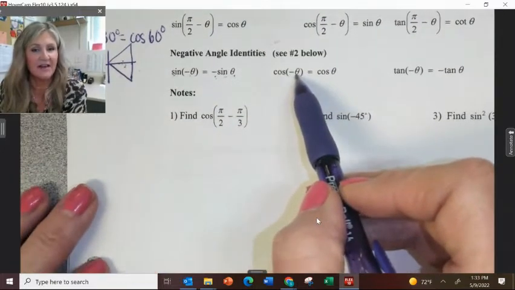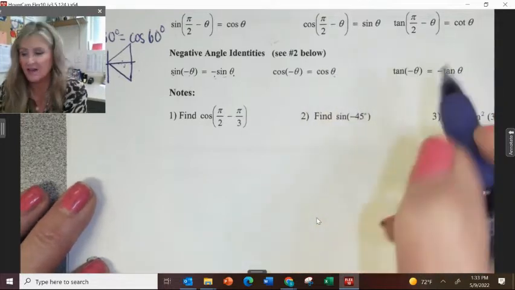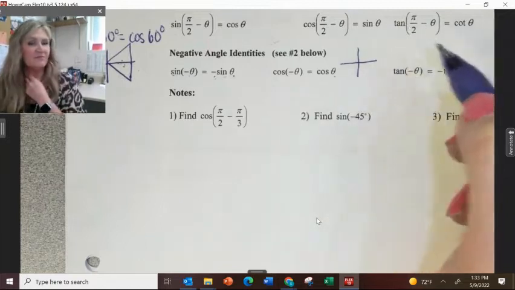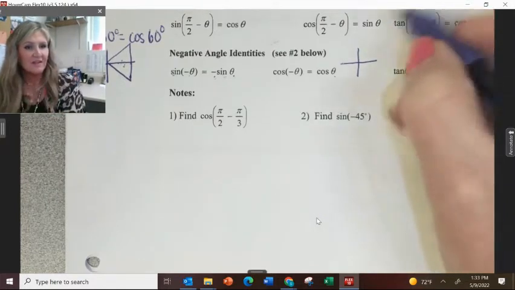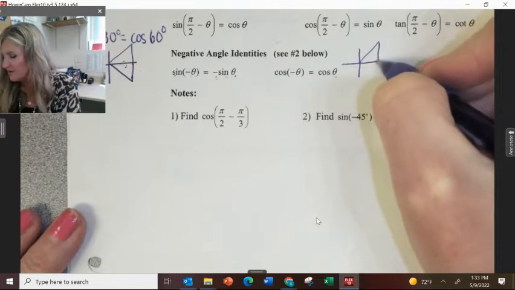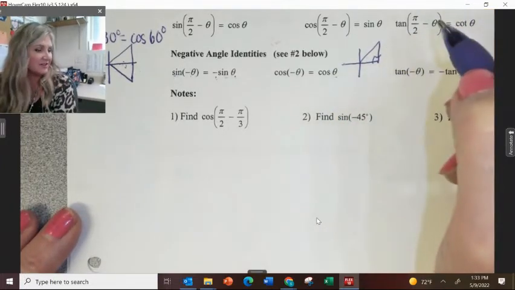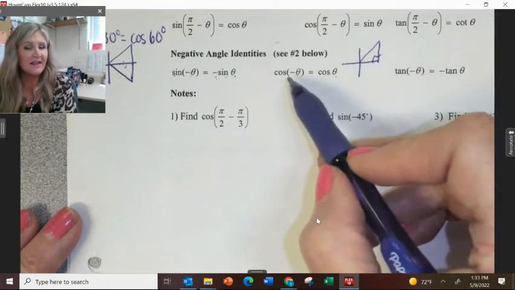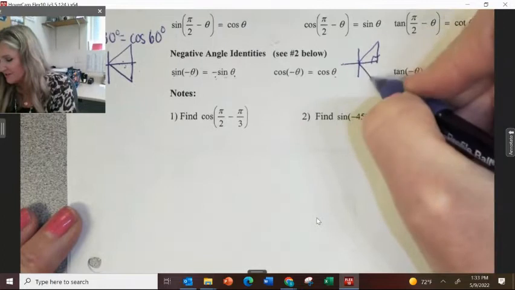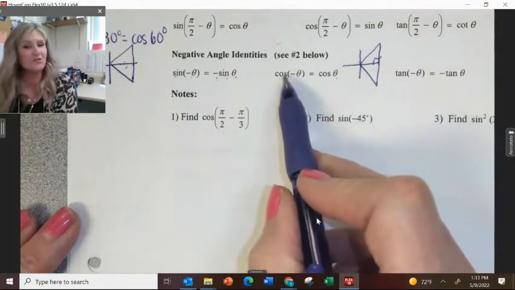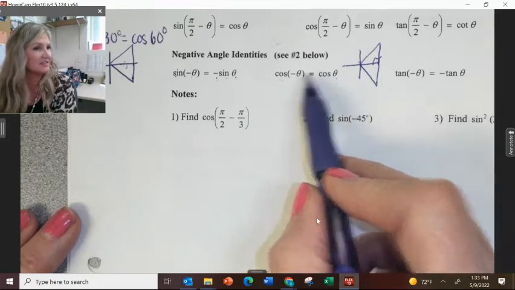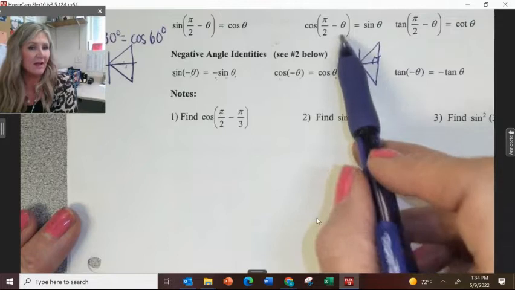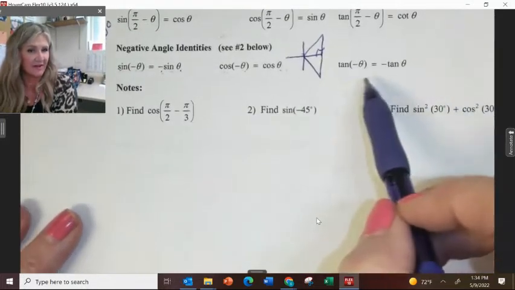The cosine of negative theta equals the cosine of theta. Can anyone explain why that is true? Let's use 60 degrees, guys. What is the cosine of 60 degrees? 1/2. What is the cosine of negative 60 degrees? So isn't it true that the cosine of negative 60 is the same as the cosine of 60? Okay, so that just has to do with our quadrants and where everything's positive or negative.